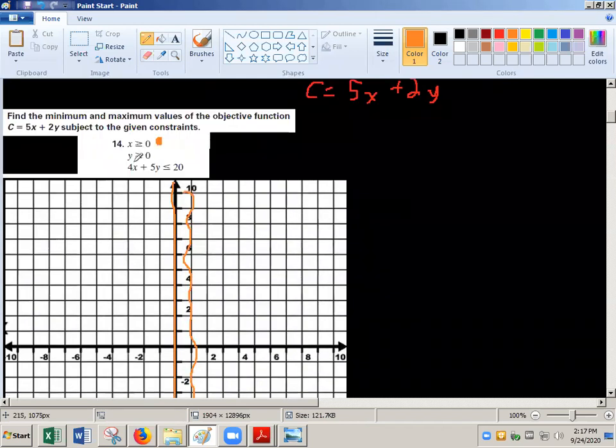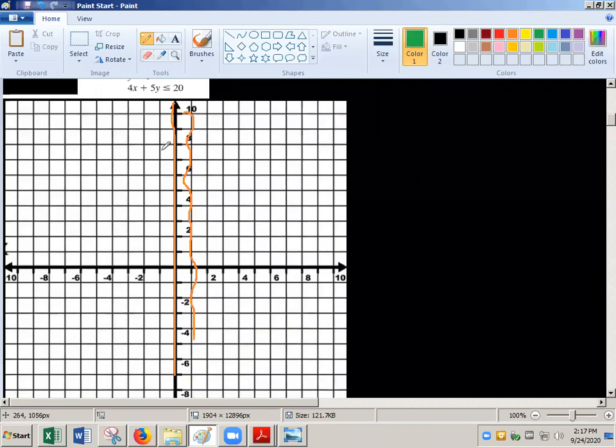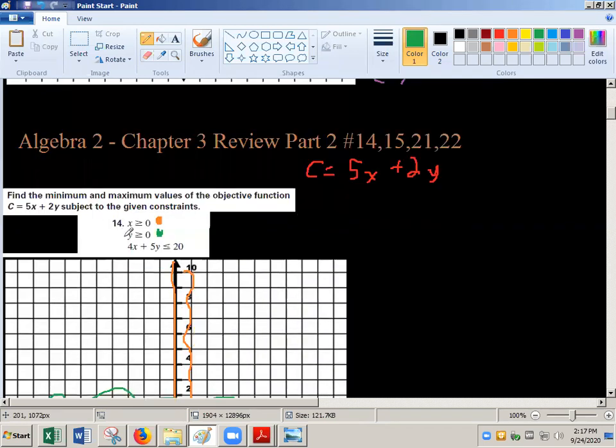Next one is y is greater than or equal to 0. If y is greater than or equal to 0, the same sort of deal, except now it looks like a horizontal line at y equals 0. My best attempt at a straight line, and I'll shade above that, a little squiggly line here, because it's y greater than 0, so shade above.